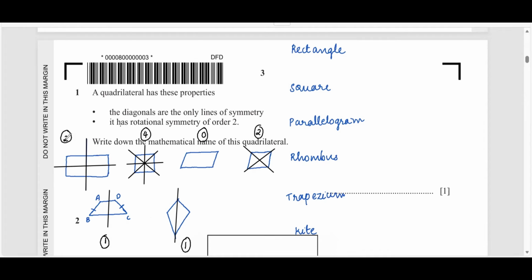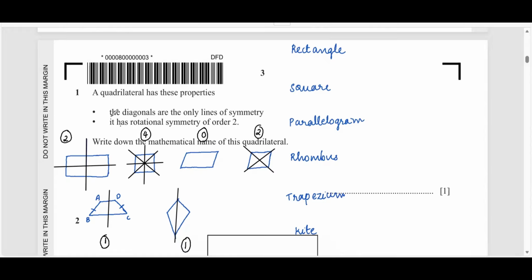Rectangle has two lines of symmetry. Square has four lines of symmetry. Parallelogram, zero. Rhombus, two. Isosceles trapezium, one. If it's a normal trapezium, then it doesn't have any line of symmetry. And a kite, again, has one line of symmetry. Now, with these details itself, we will be able to understand the answer.